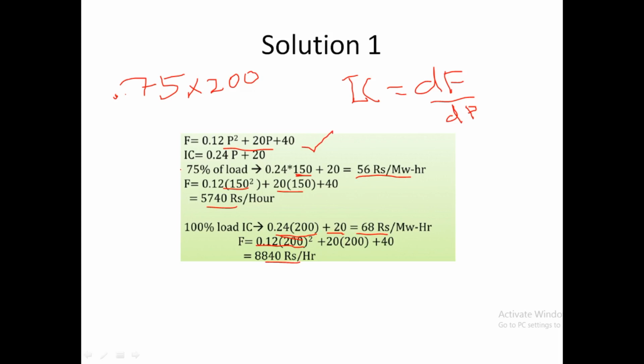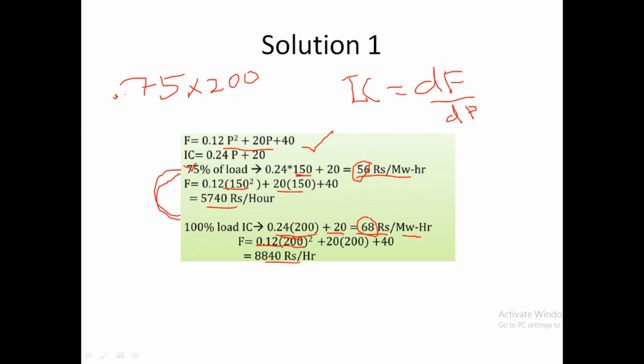So which one is more economical? If it is loaded at 100%, the production cost per megawatt hour is 68. For 75% loading, you have a cost of 56 only. So this is more economical if 75% loaded. From the incremental fuel cost equation you will get this information: how much will be the cost per hour for 1 unit, 1 megawatt.